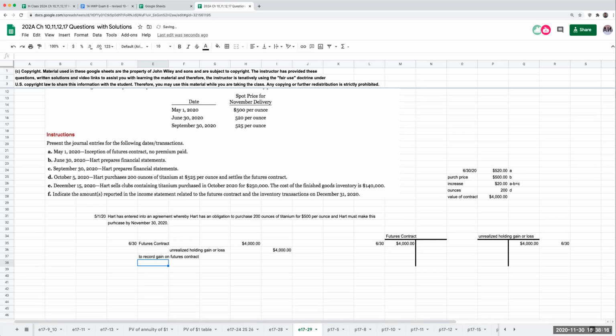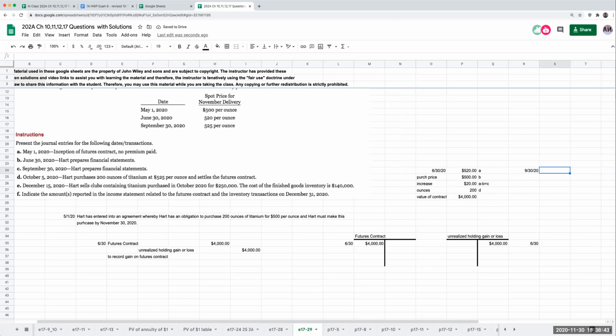Now, if this was to go down, then we would actually have the inverse. It would be a liability, right? Because if the price goes down, we're still obligated to purchase this at 500. So that would be a separate issue. But now let's move over to September 30th, where we are preparing our financial statements once again.